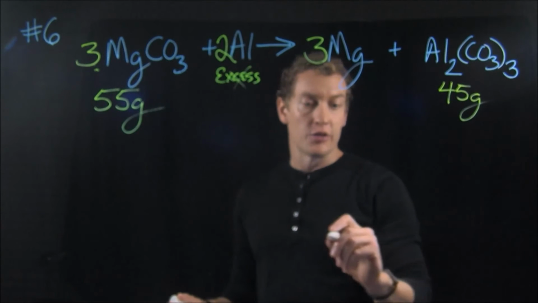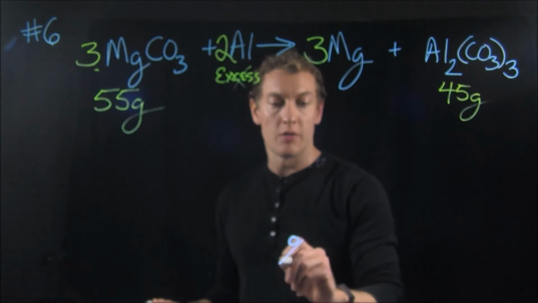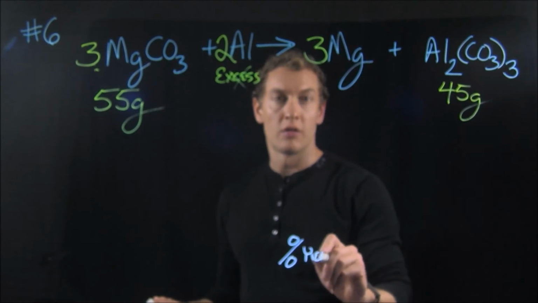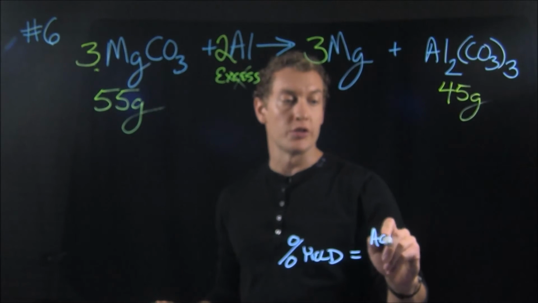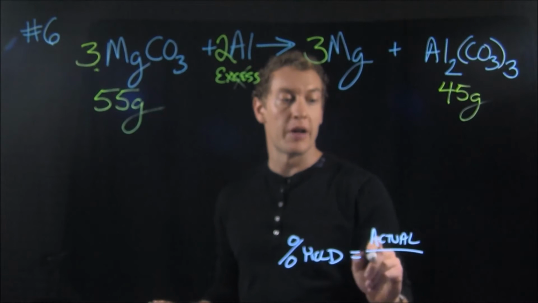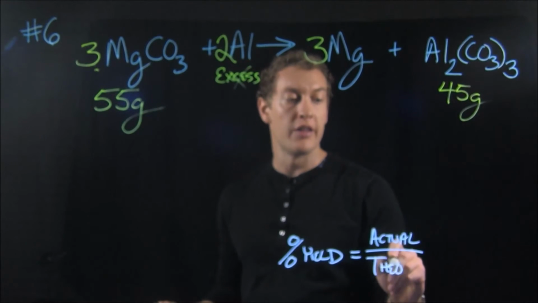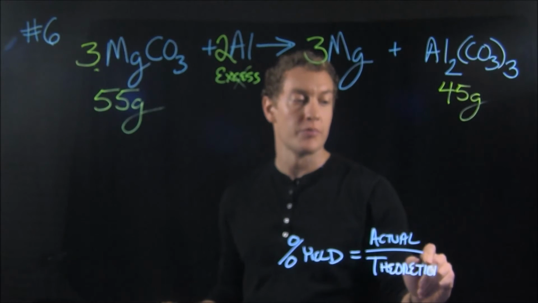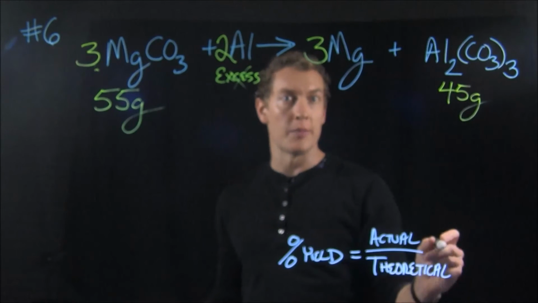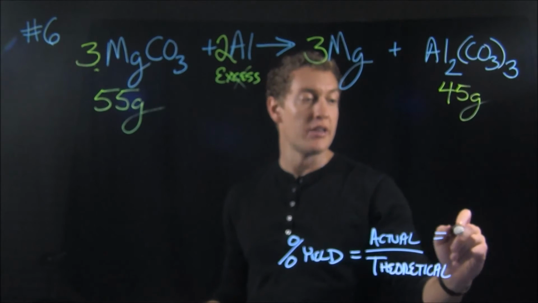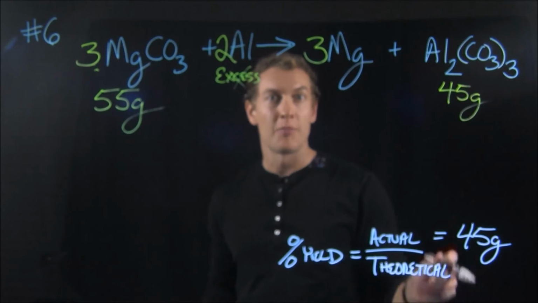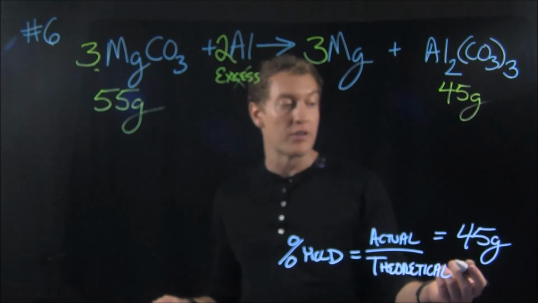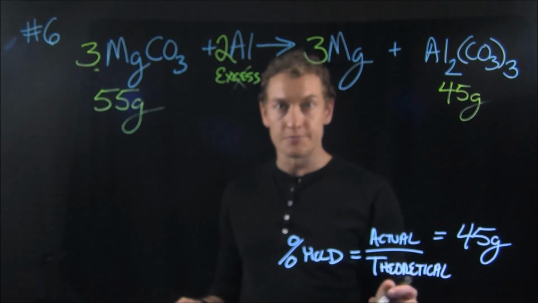So percent yield is equal to the actual yield divided by the theoretical yield, and then made into a percentage. What that 45 grams is, that's them telling us that is the actual yield. That's how much you actually got. But theoretically, you probably could have gotten more than 45.